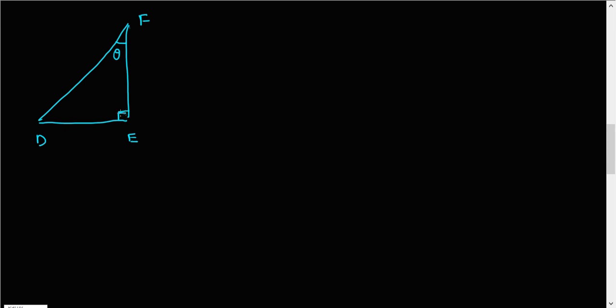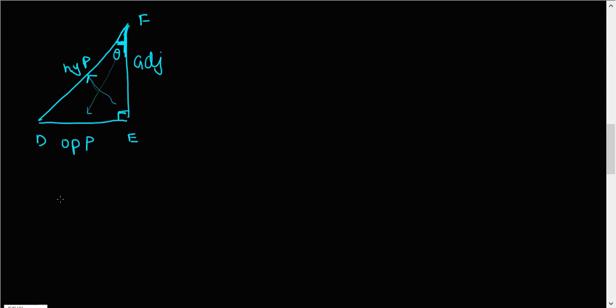Now, the side opposite 90 is your hypotenuse. Adjacent means next to. So there are two sides that are next to theta, that is FD and FE. But FD is your hypotenuse, so FE becomes your adjacent side. And the side opposite to theta is your opposite side.